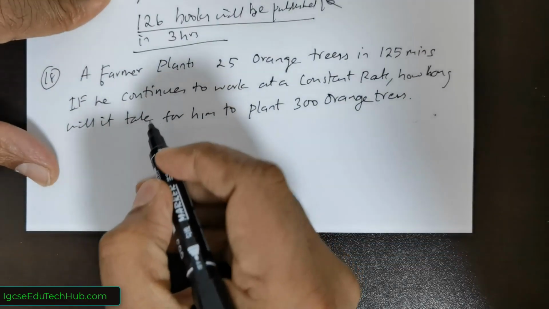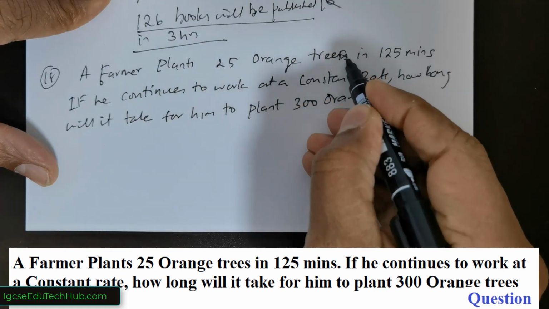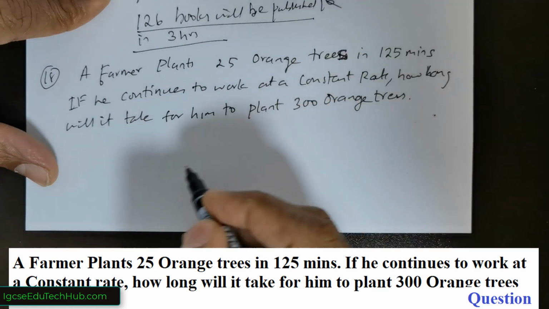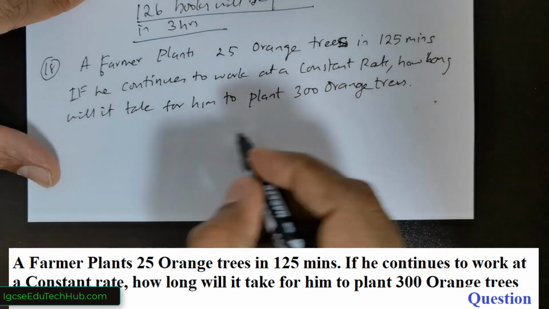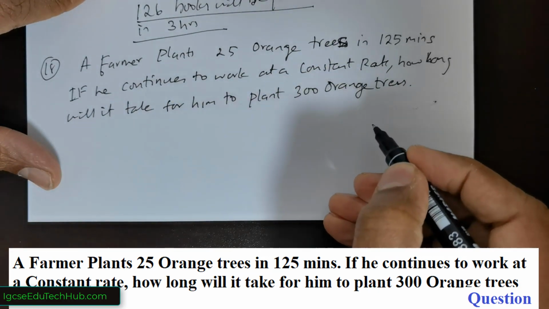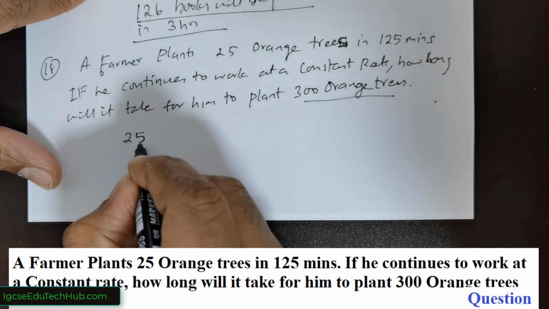We got another question, students. A farmer plants 25 orange trees in 125 minutes. If he continues to work at this constant rate, how long will it take for him to plant 300 oranges? So let me write the system in this fashion.